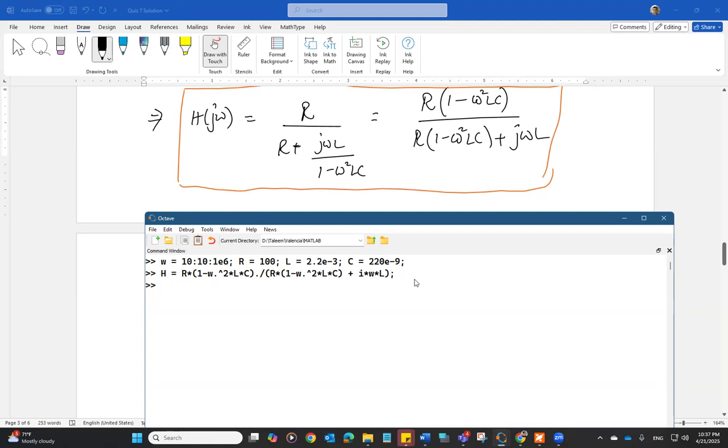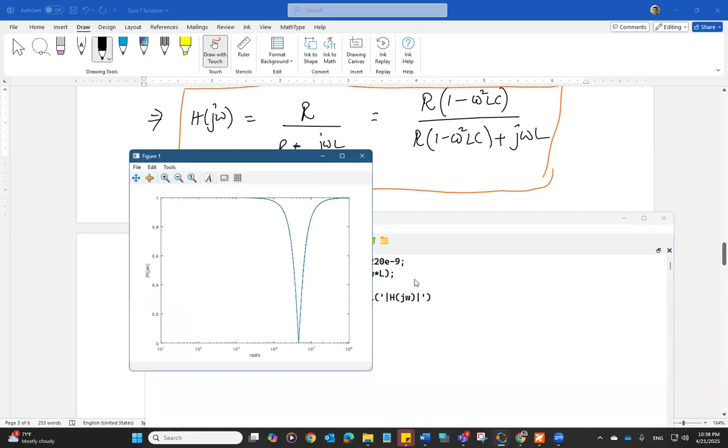Let's go ahead and evaluate that. And then the magnitude of H is simply the absolute value of H. And then I'm going to plot omega and the magnitude of H. And the X label is radian per second, which is omega. And my y label is the magnitude of H of j omega. So let's go and plot this.